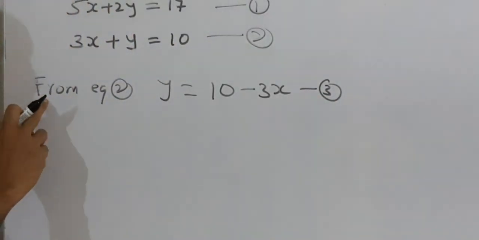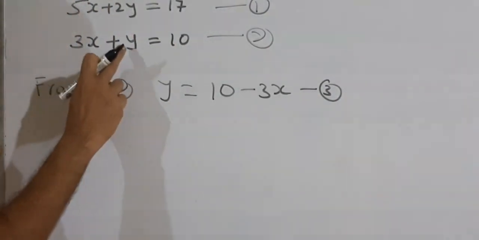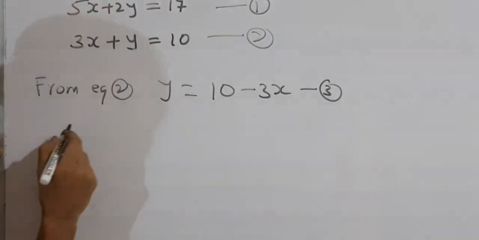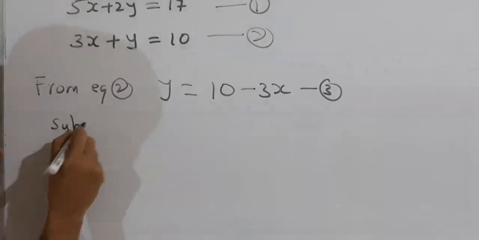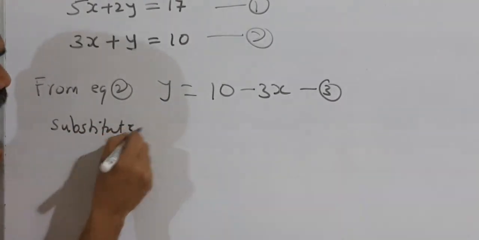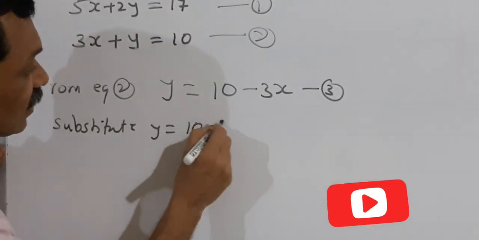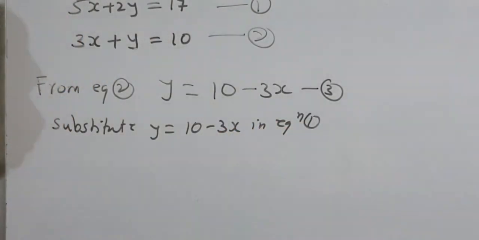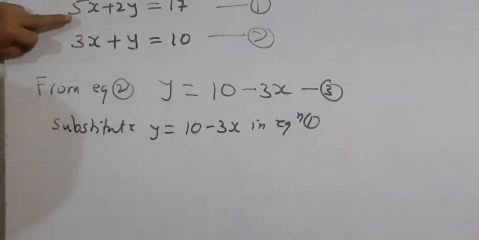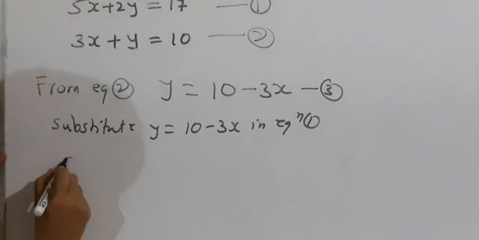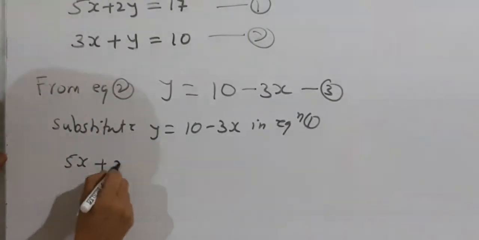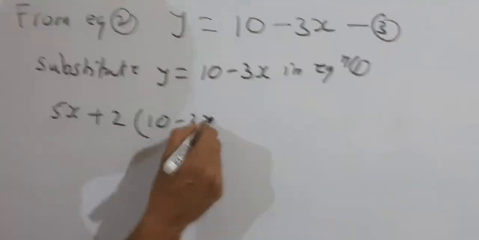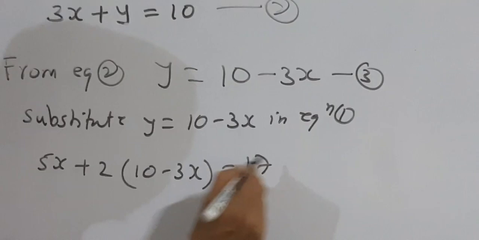So now since I have taken this value of y based on equation 2, I have to substitute this y in equation 1. So substitute y is equal to 10 minus 3x in equation 1. So equation 1 is here 5x plus 2 into, in place of y we have to substitute this 10 minus 3x is equal to 17.